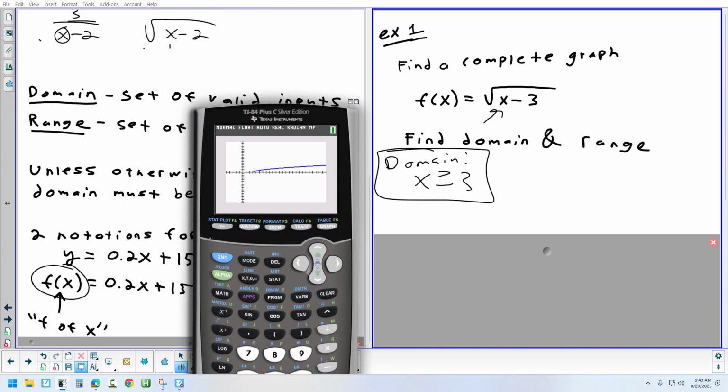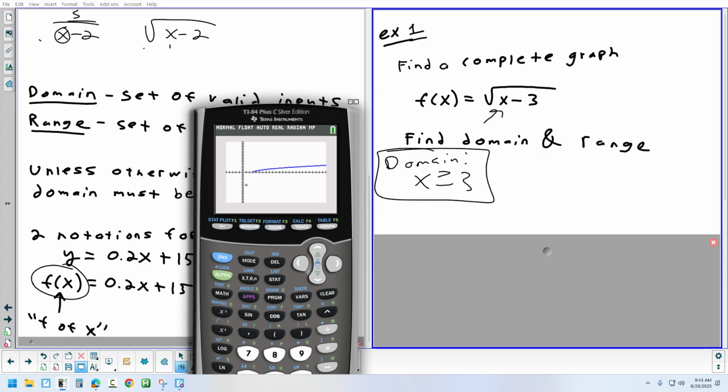Now the range is how high and low it goes. What does it look like the lowest that graph goes is? Yep, 0. The lowest it goes is 0. And what's the highest that it's going to go? Yep, infinite. You might say, well, it looks like it only goes to 3 or 4. Well, if you could zoom out forever, it's just going to slowly keep going up. So the range is every number from 0 and up.